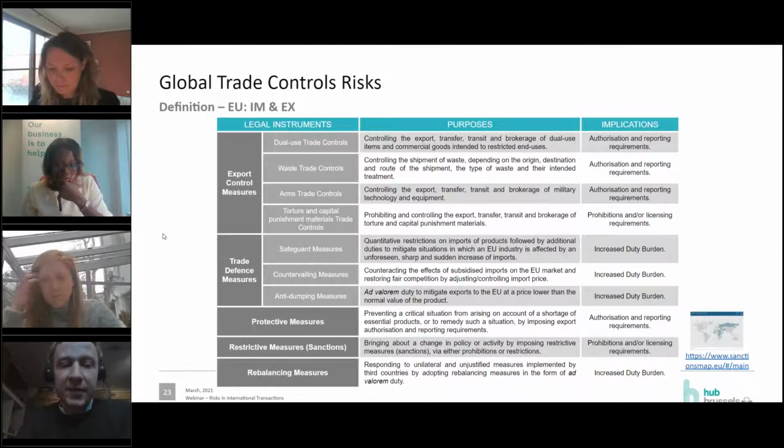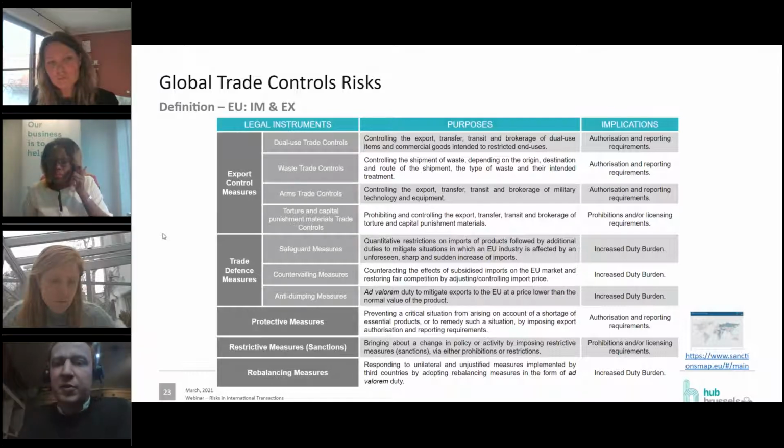Each of these measures brings consequences for international transactions by imposing, as you can see on the right in the implication column, either authorization and reporting requirements, second, increasing the duty burden, and third, prohibitions. We already presented in the introduction 2 of these legal instruments. So it was protective measures, so the export authorization schemes related to personal protective equipment and also COVID-19 vaccines. And we have also presented rebalancing measures, so EU rebalancing measures as part of the trade wars with the United States. So now I suggest to focus on the remaining 3 measures, so export control measures, trade defense measures, and restrictive measures.